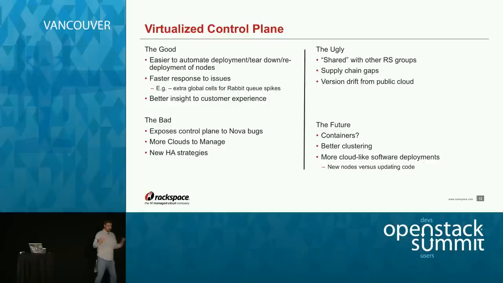There's a little bad to it. It exposes us to any bugs that come down the pipe as well. So our control plane now is susceptible to any problems in Nova that might cause issues. It's more clouds, if you will, to maintain. So now I've got two clouds in every physical region, not one.